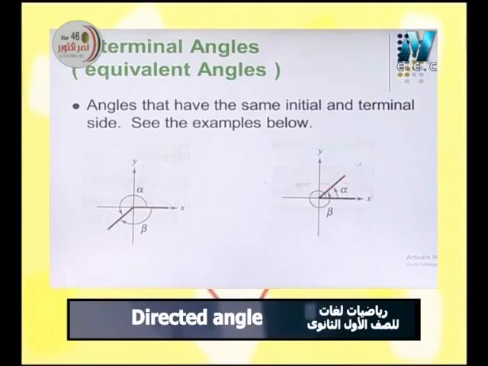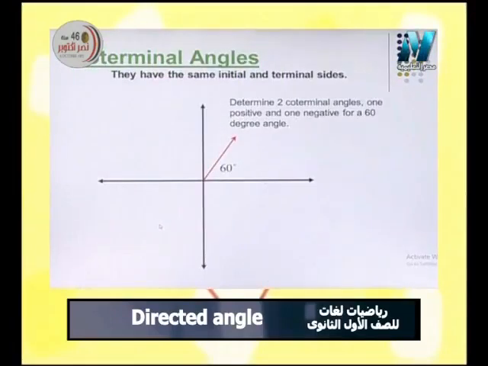angles. And look here, we have alpha, a positive directed angle, started from the x-axis and going to the terminal side, which is here, and beta, which starts from the positive direction of the x-axis and goes to the same terminal side. So alpha is equivalent to beta, or we can say they are two coterminal angles, alpha and beta.